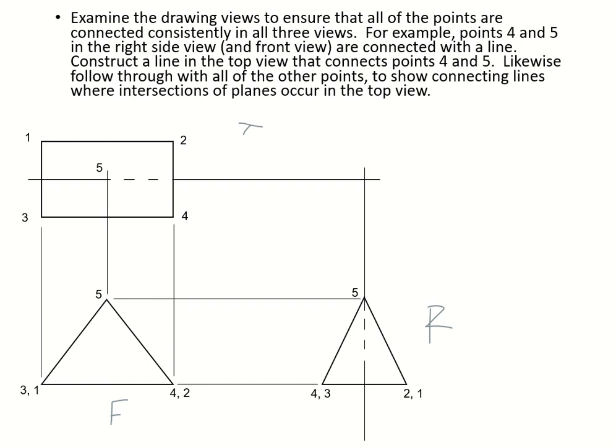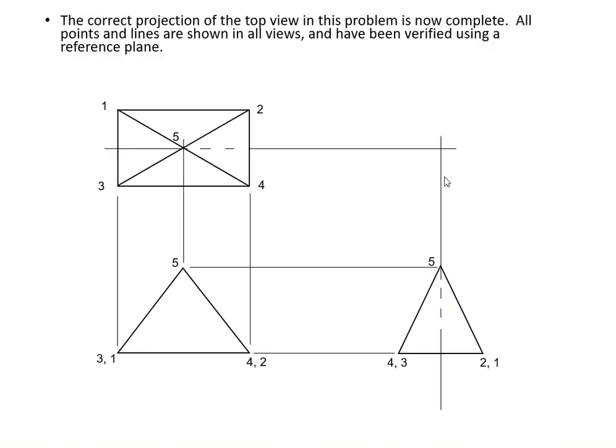So now I have top, front, and right. So we continue. Now we have to get into all of the points, and your top view, okay. 3, 1. Your 3 is there. 1 is in the back. Your 5 is here. Your 4 and 2. 4 is this, top view, and 2, top view.